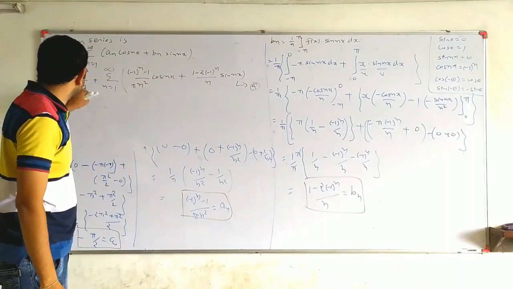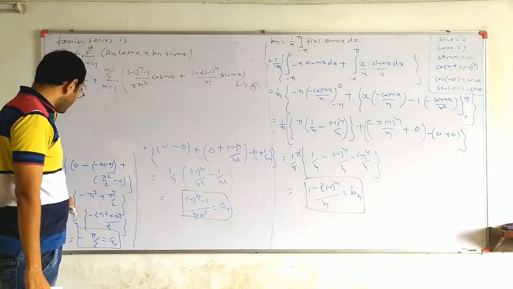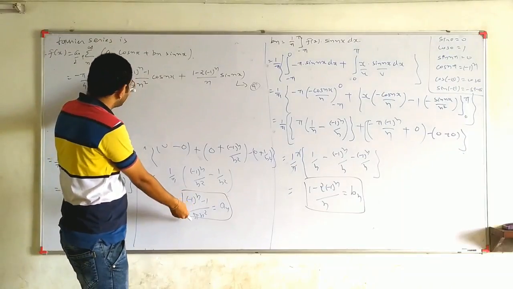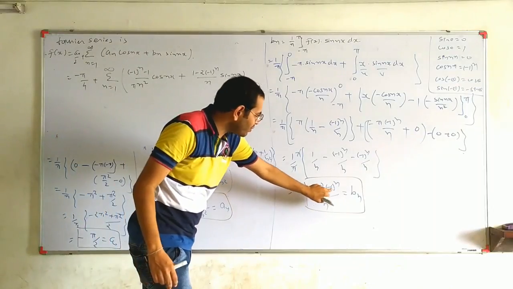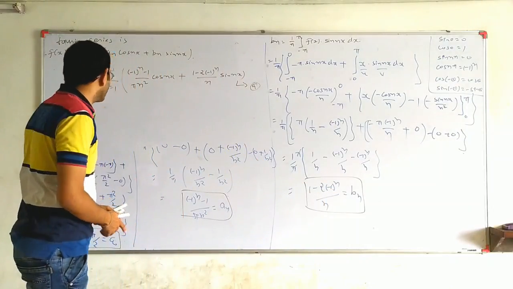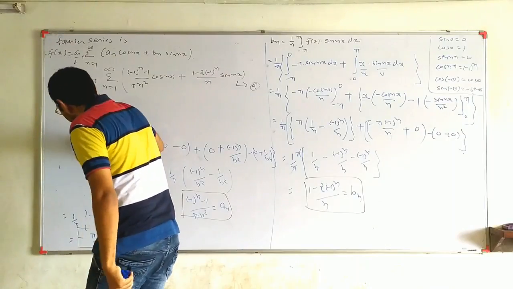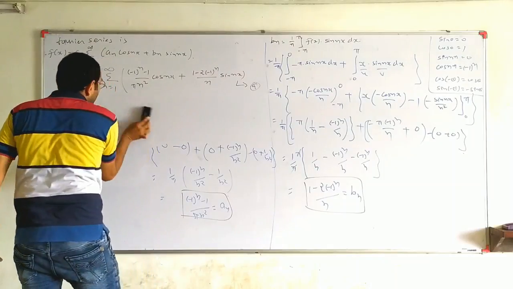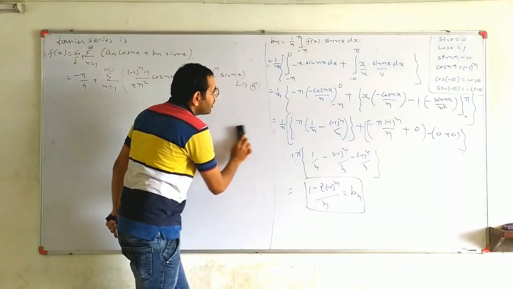Just substitute the values of a0, an and bn. That is a0 equal to minus pi by 2, then minus pi by 4. Value of an, that is minus 1 raised to n minus 1 upon pi n square cos nx. Value of bn, that is 1 minus 2 minus 1 raised to n upon n into sin nx. Here we get the Fourier series. In this example, we have also deduced the term to be deduced.